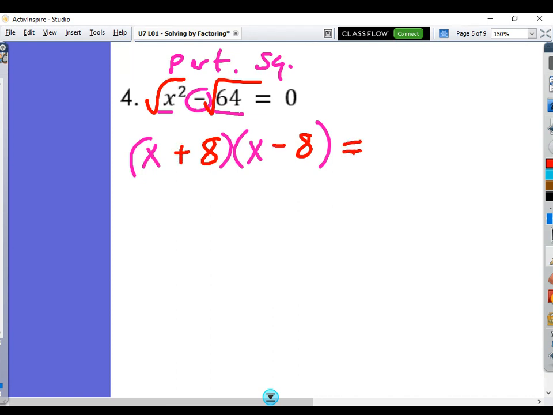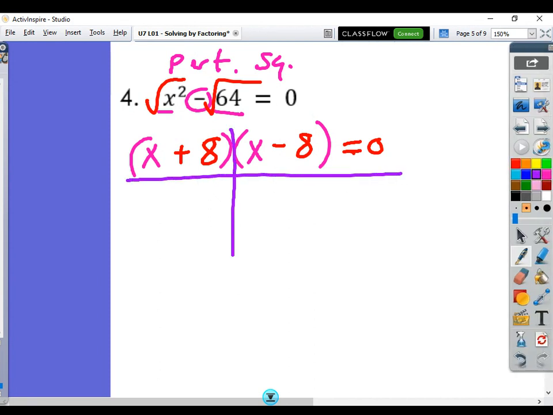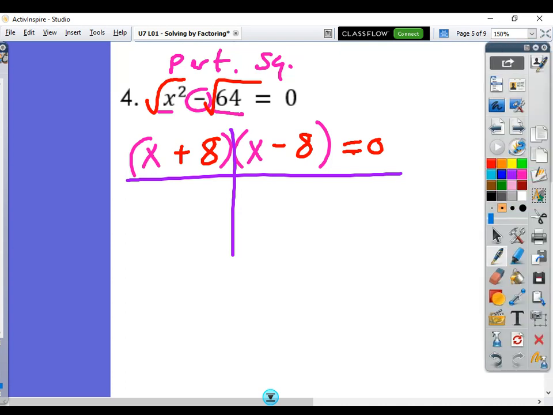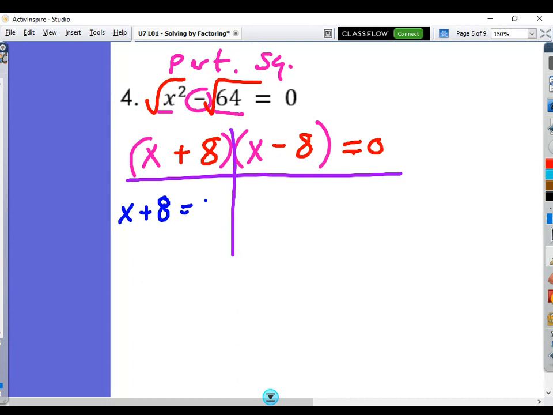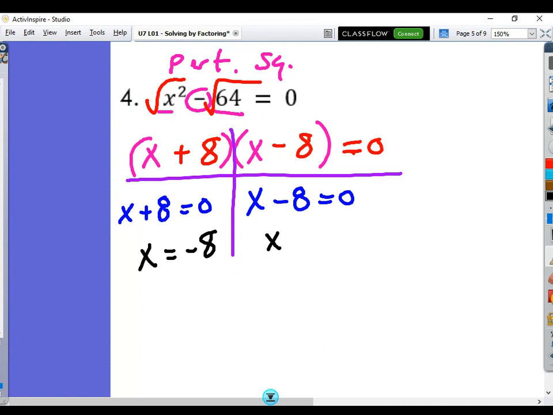Now, remember, it's equal to 0 now. So what we do, we draw our big line underneath, split them where they meet, and set each side equal to 0. X plus 8 equals 0, and x minus 8 equals 0. So this is kind of silly because you can see that your solutions are just going to be the opposites, right? X equals negative 8 and x equals positive 8. Those are my two answers.